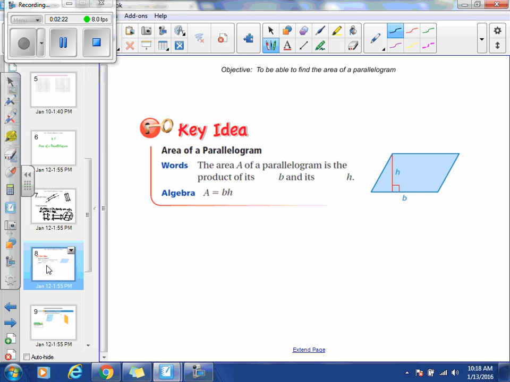Okay, so to find the area, and a lot of times in math when we talk about area, we use capital A to say this is the area. To find the area of a parallelogram, you take the product of its base, which is oftentimes represented by the letter B, and its height, which is oftentimes represented by the letter H. Remember, product means multiply. So below, they've abbreviated that formula to find the area of a parallelogram. You multiply base times height.